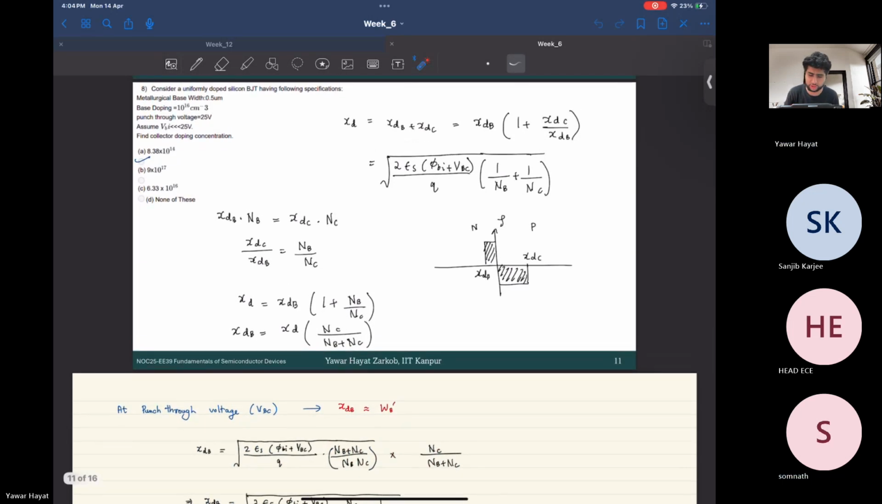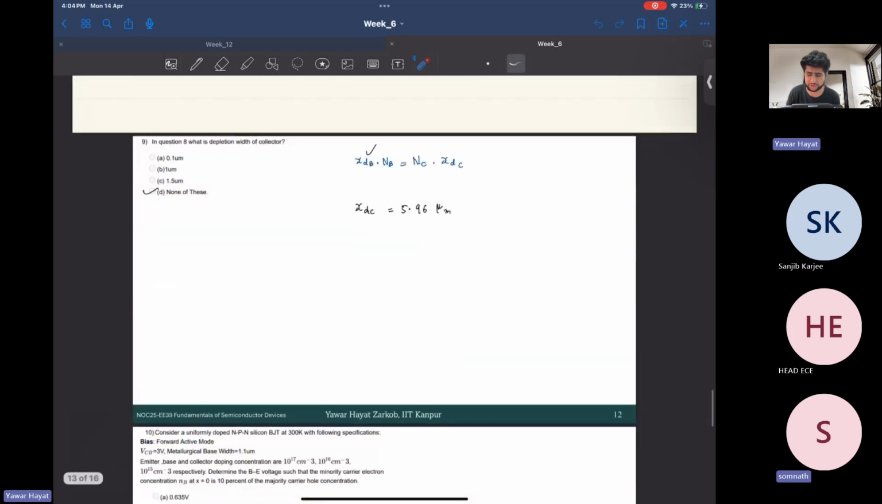See, what you would do is we'll consider the case of punch through. Fine. If you consider the case of punch through, then what would be your XDB? That was given, 0.5. So you would substitute that here and find out what this is. Fine.